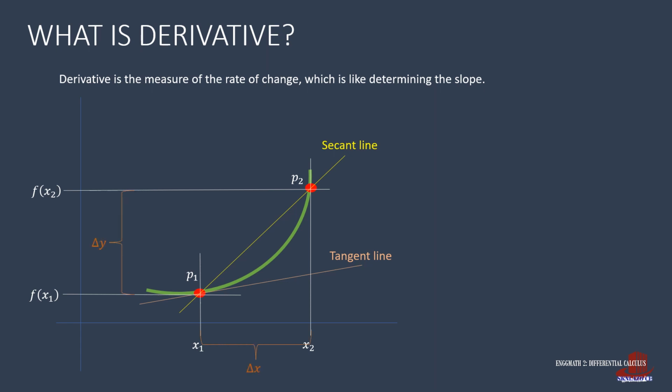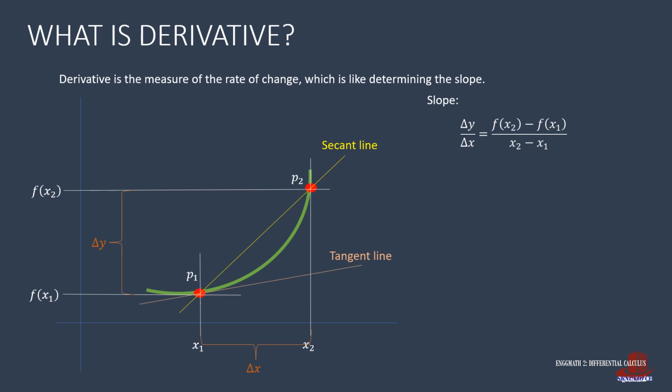From here, we can then use the formulation of slope, which is rise all over run, or change in y over change in x. From the illustration, we get slope as f of x sub 2 minus f of x sub 1 over x sub 2 minus x sub 1.